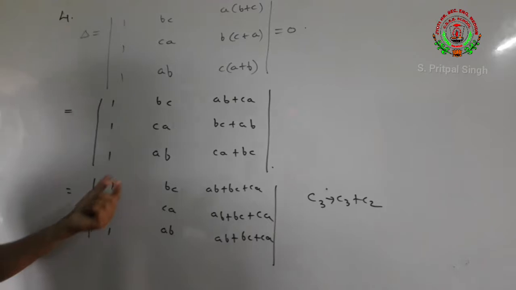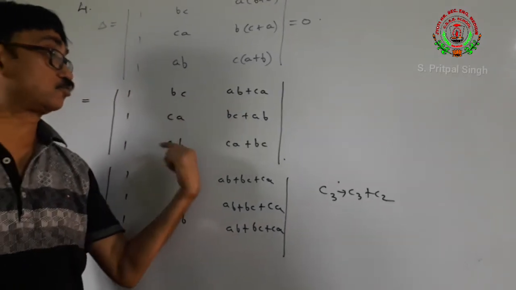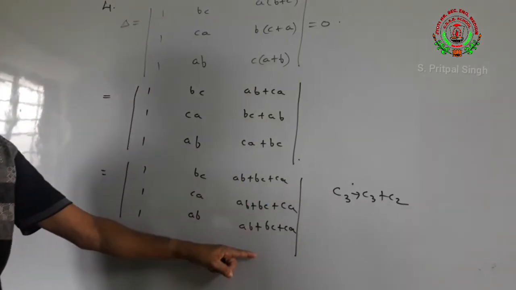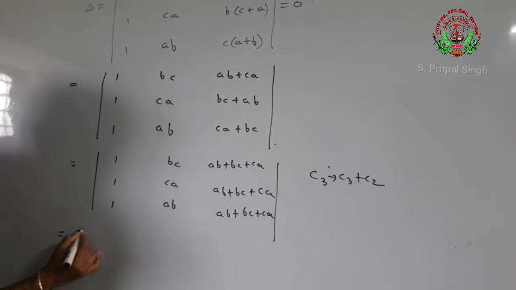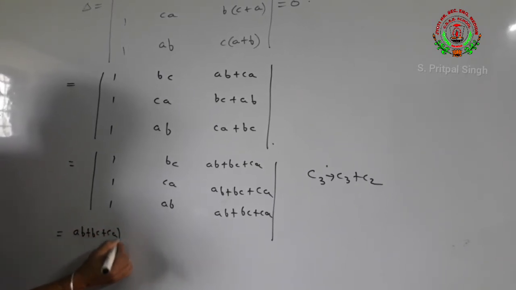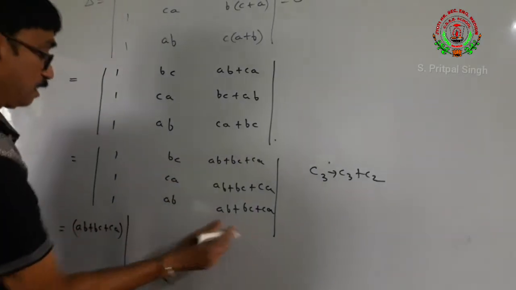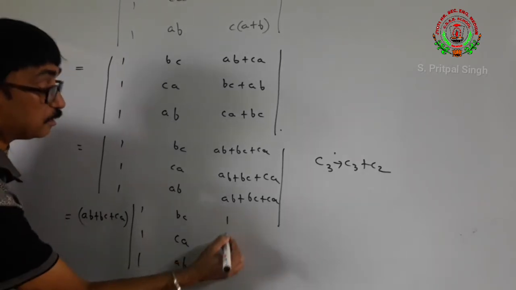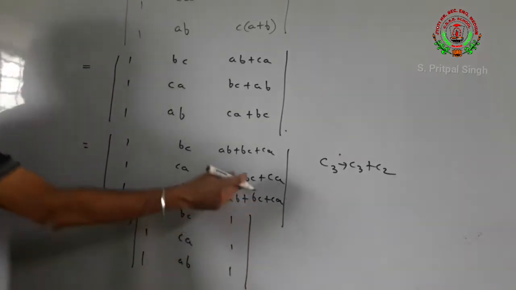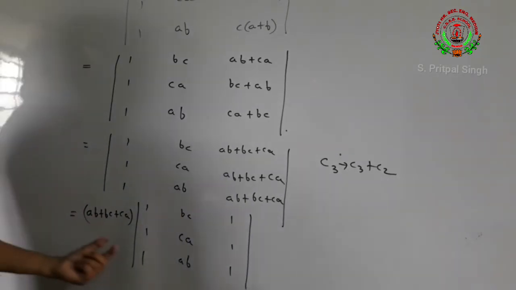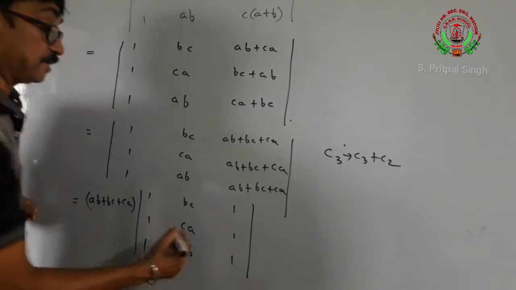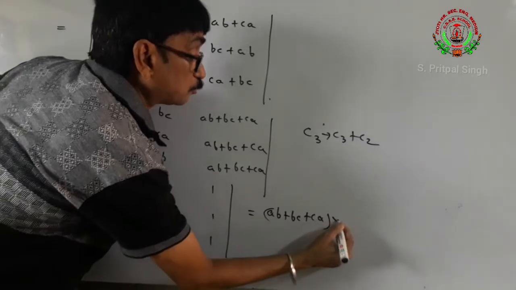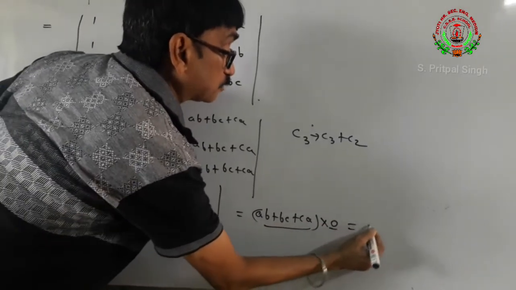Why I have added up these two columns? Because when we add up these two column elements, we will get C3, the same elements AB plus BC plus CA, and now I can take common AB plus BC plus CA from the third column, and after taking common, I will be left out with only 1, 1, 1. Now we can see that C1 and C3 are here identical. Therefore, the value of this determinant will become 0. So, product of these two parts will become equal to 0.